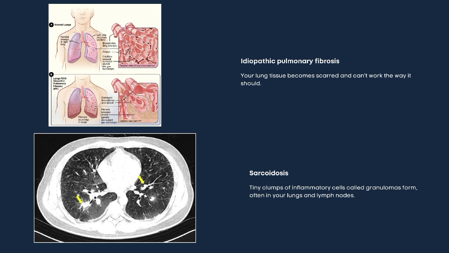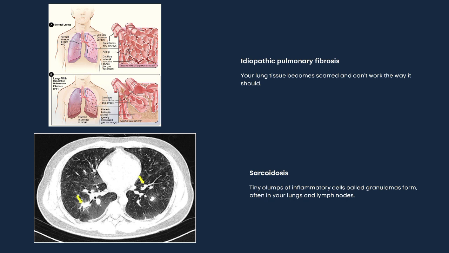There are some symptoms of idiopathic pulmonary fibrosis, or IPF, that develop gradually and get slowly worse over time. Symptoms can include shortness of breath, a persistent dry cough, tiredness, loss of appetite and weight loss, and rounded and swollen fingertips. And the last one is sarcoidosis.